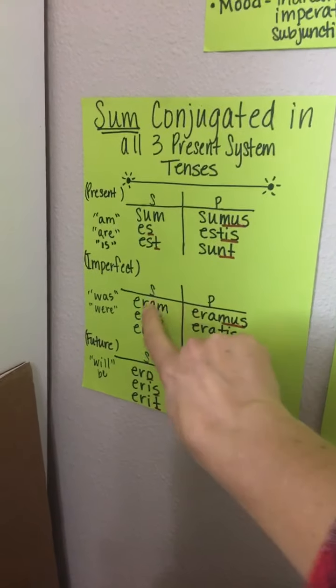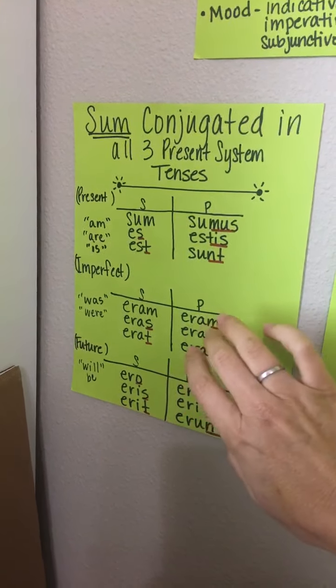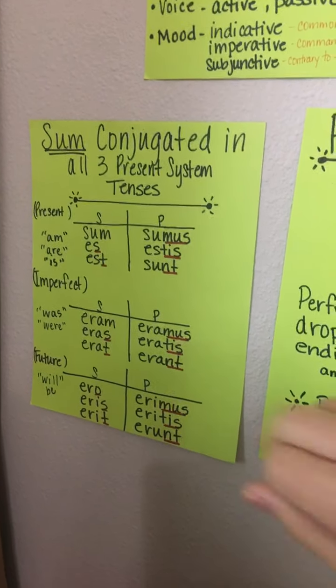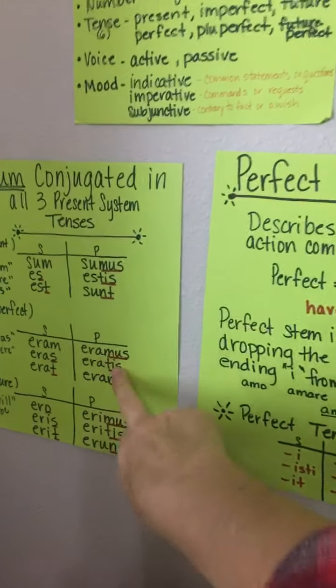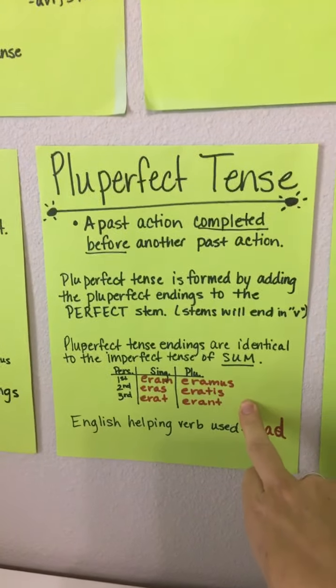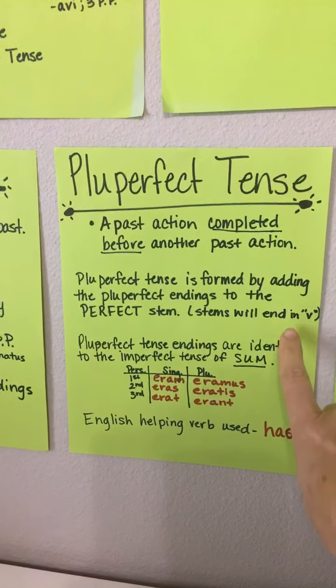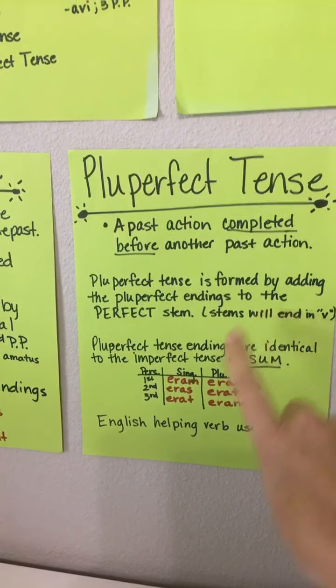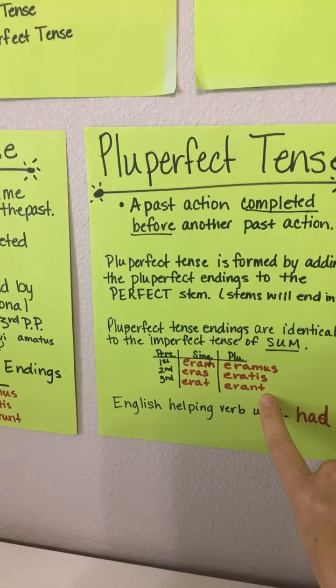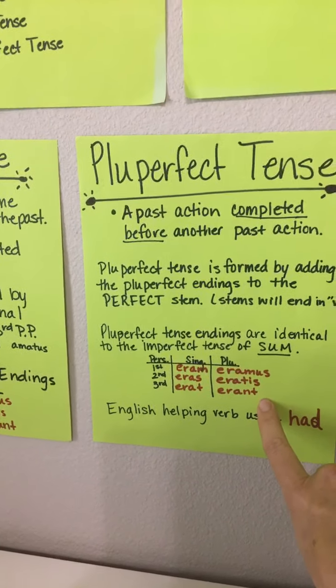The actual, these are not endings because this is the state of being verb: am, is, are, was, were, being. These are actually the words used. But if I have those memorized, then I already know the endings for the pluperfect tense. So once I find the stem by dropping the i off the third principal part, I can then put these endings on: eram, eras, erat, eramus, eratis, erant.